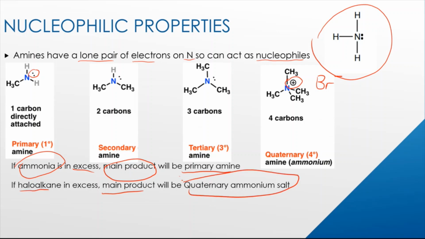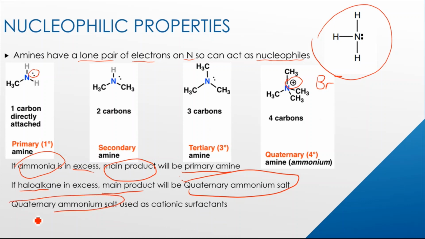If I want my main product to be my quaternary ammonium salt, then I can have my haloalkane in excess, because if I have my haloalkane in excess, this just means that the further nucleophilic substitution reactions would keep occurring until we have eventually formed that quaternary ammonium salt. And you also just need to be aware that quaternary ammonium salts can be used as cationic surfactants.